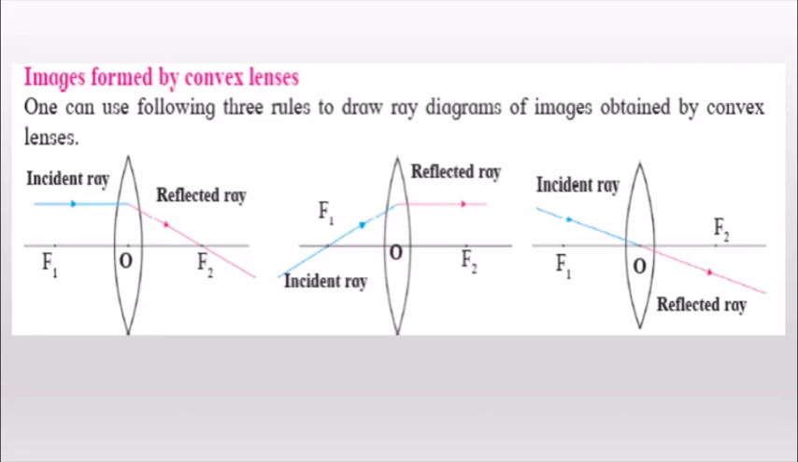Then the next rule, that is the second rule, is that when the incident ray passes through the principal focus, then the refracted ray is parallel to the principal axis. As you can see, it is passing through the focus F1, and then when it gets refracted, it is parallel to the principal axis.